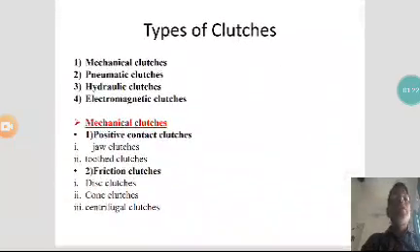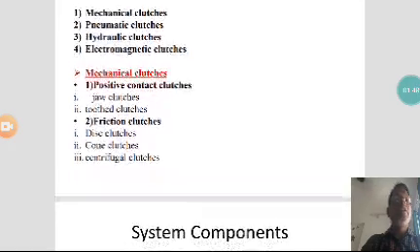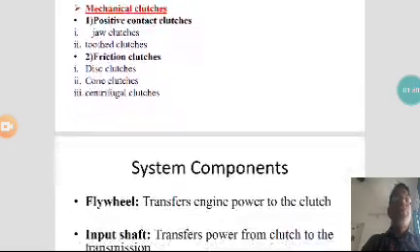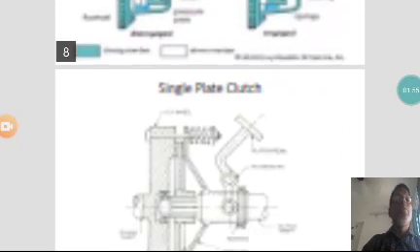There are different types of clutches: mechanical clutches, pneumatic clutches, hydraulic clutches, and electromagnetic clutches. Under the mechanical clutches, there are two classifications: positive contact clutches and friction clutches. Under the positive contact clutches, there are the jaw clutch and the tooth clutch. Under the friction clutches, there are the disc clutch, cone clutch, and centrifugal clutch. Under the disc clutch, there are two types: the single plate clutch and the multiple plate clutch, and here you have to design the single plate clutch and the multiple plate clutch.